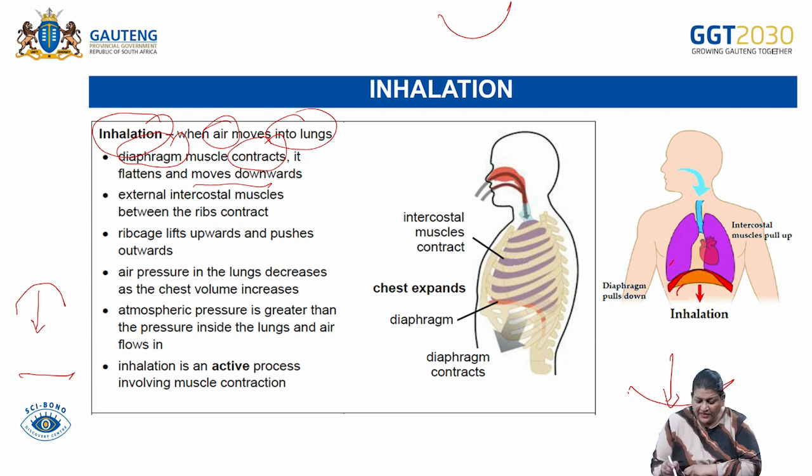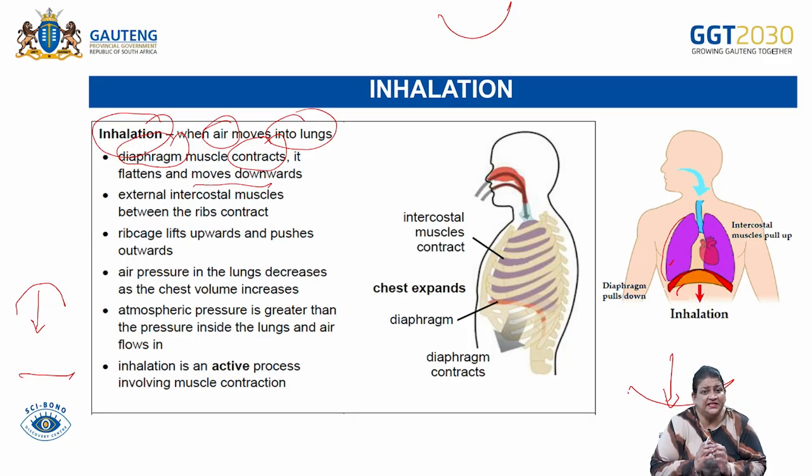Okay, now when the intercostal muscles on the side contract, what happens to it? It causes the rib cage to move up and out. And when the diaphragm contracts, the diaphragm moves down and becomes flattened. Okay, the rib cage moves up and out. Air pressure in the lungs decreases now because there's more space. You see, the rib cage is moving up and out. The diaphragm moves down. Now there's more space.